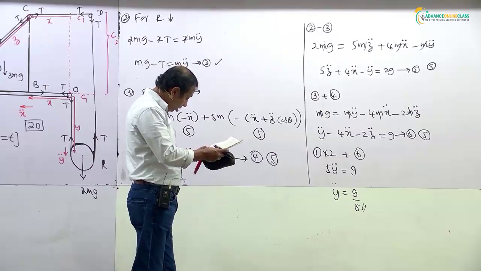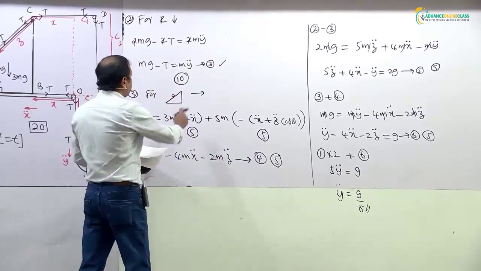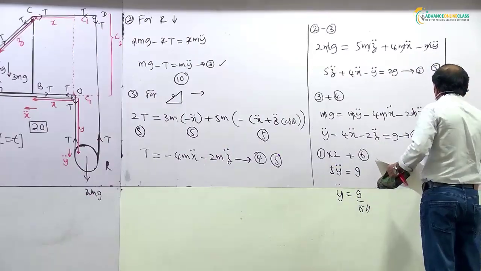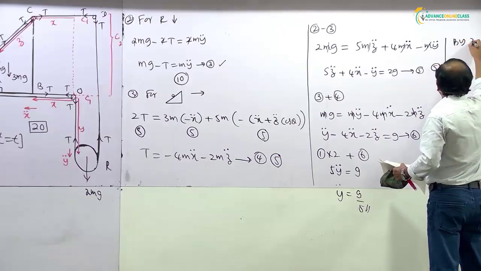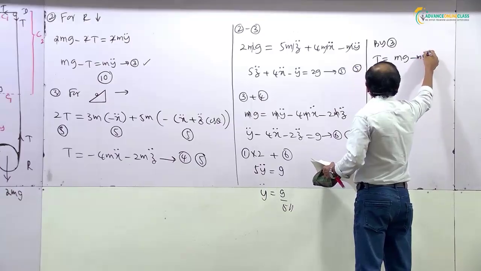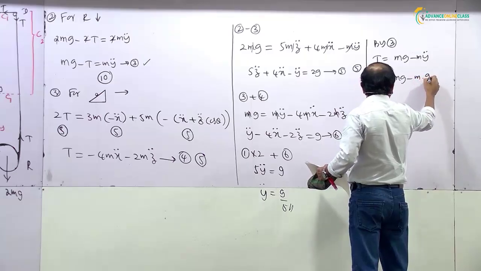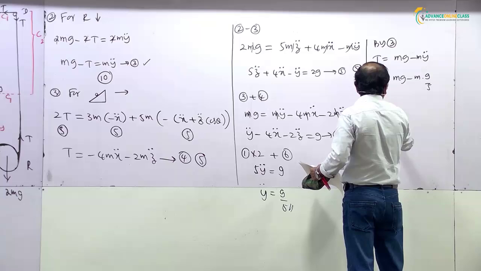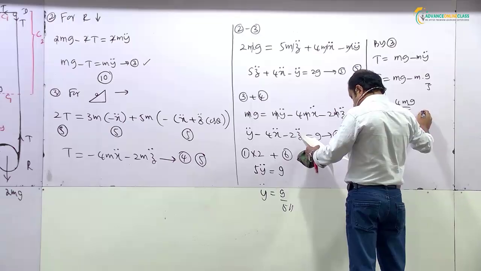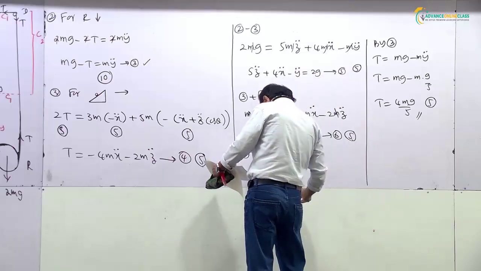Okay, then asking tension T. By number 3 we can take y double dot we know, put that here. T we get mg minus my double dot. Y double dot is g by 5. So 5mg minus mg, 4mg by 5. Right here we get 5 marks. And for this you get another 5 marks.